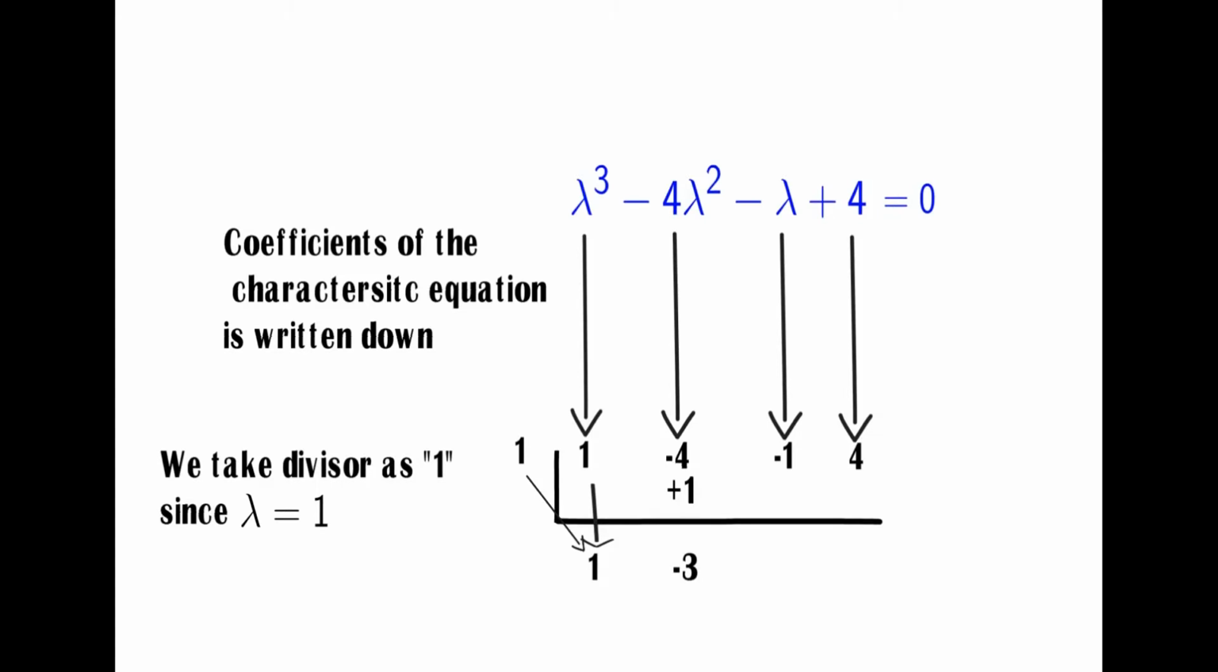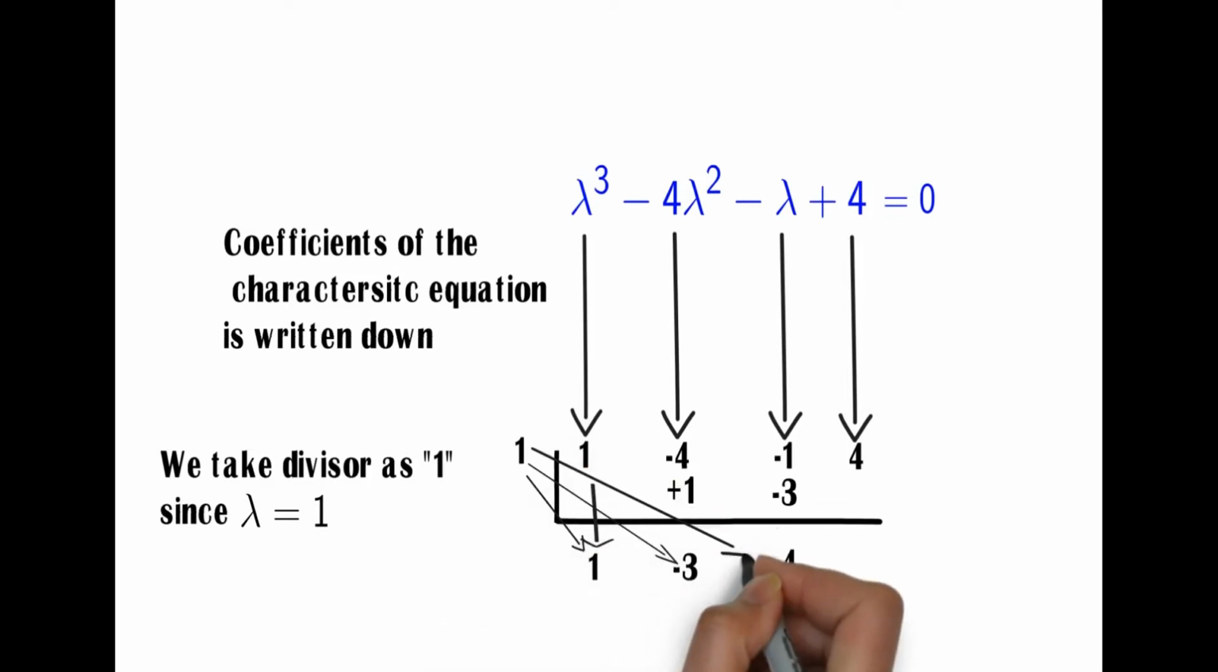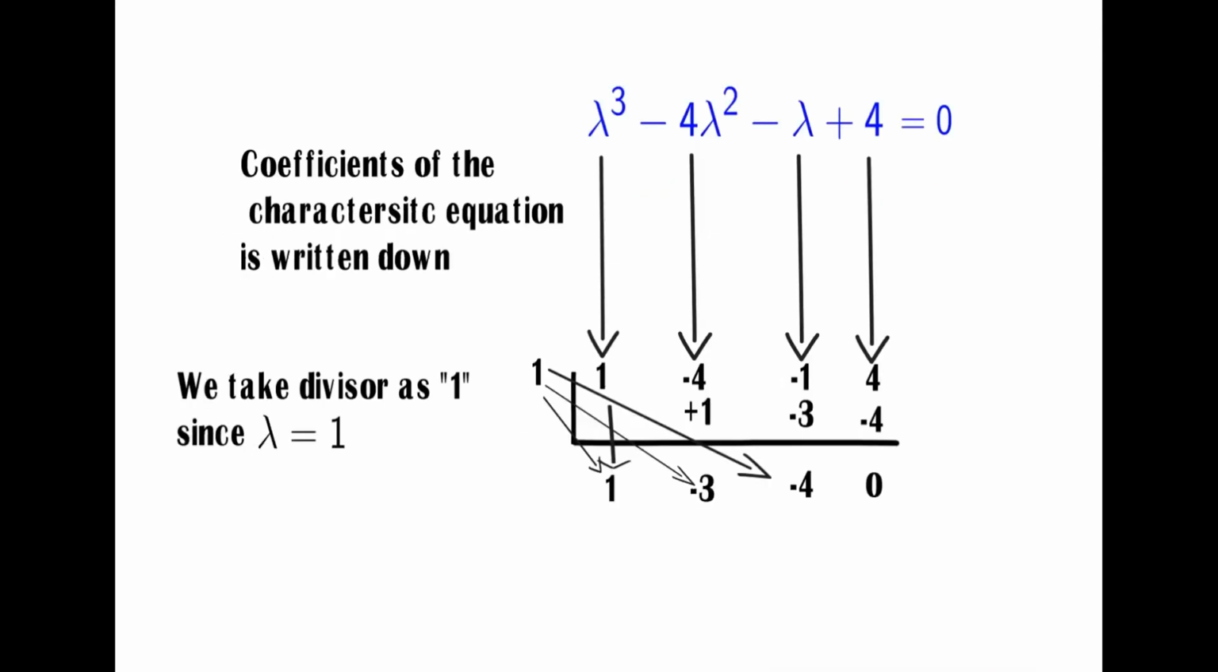Again -3 is multiplied with 1, and the result is -3, and we write it below -1 and add -1 and -3, we get -4, and again multiply -4 with 1, we get the result as -4, which is written below +4, and add -4 plus 4, we get the result 0.